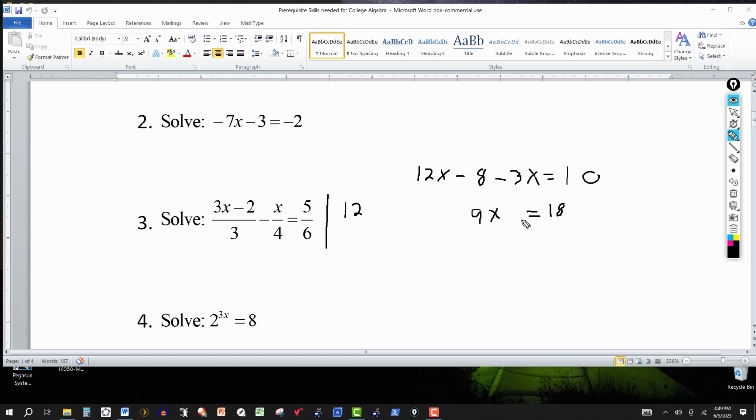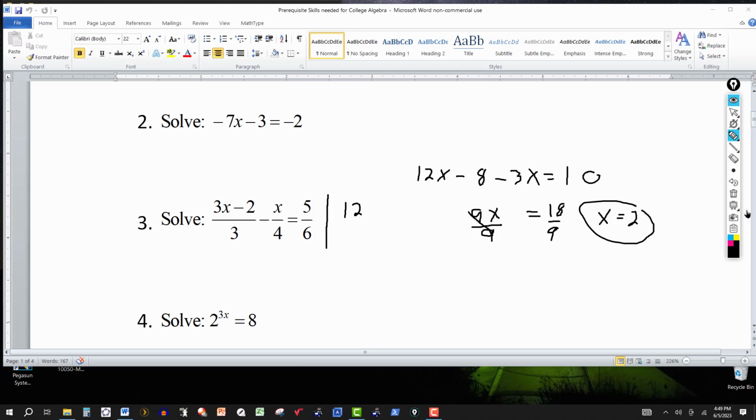Now we have 9x is equal to 18. We want to make that coefficient in front of the x a 1. So we divide by 9. 18 divided by 9 is 2. The 9's cancel over here, so we get x equal to 2.